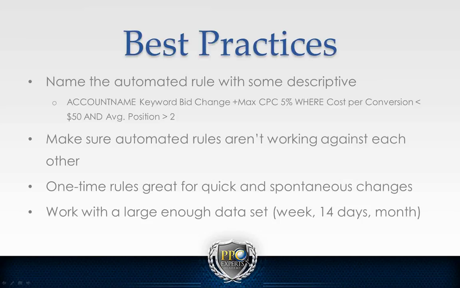And then you want to make sure that the automated rules aren't working against each other. So if you have multiple rules per account, some increasing the bids, some decreasing the bids, you want to make sure that they're not conflicting with one another, because you could easily do that. I mean, you could set up a rule where one rule would increase it and the other rule would decrease it, and you'd essentially be canceling things out. So you want to make sure that you're not canceling the rules out.